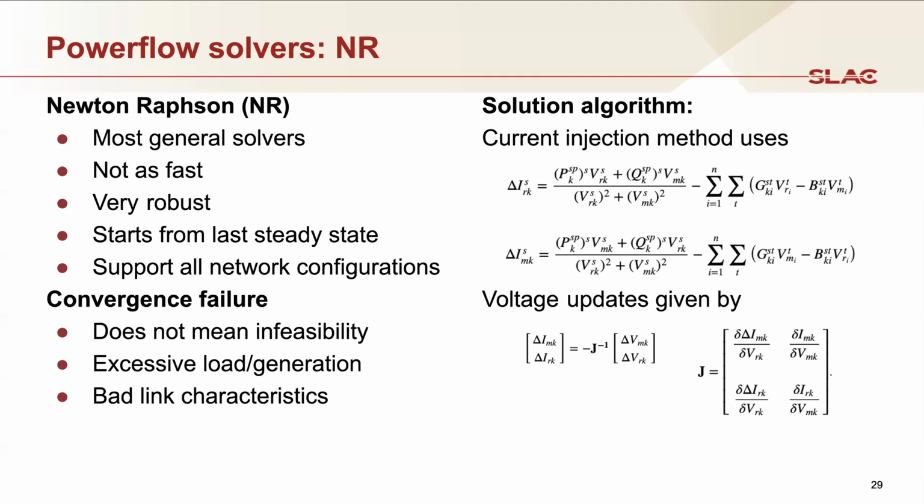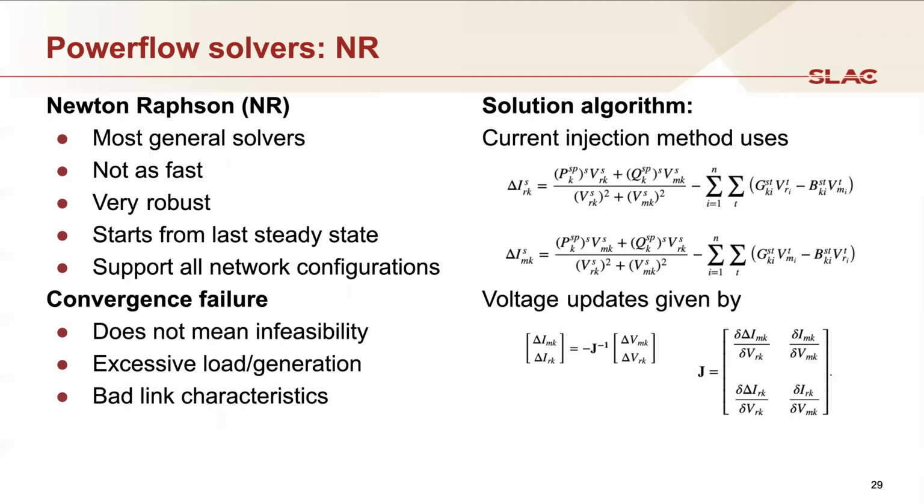One of the things, though, is that the Newton-Raphson solver may fail to converge on a variety of conditions. Typically, these are associated with excessive load or excessive generation. It can also happen as a result of bad configuration of a link, like a line that has bad properties or things like that.